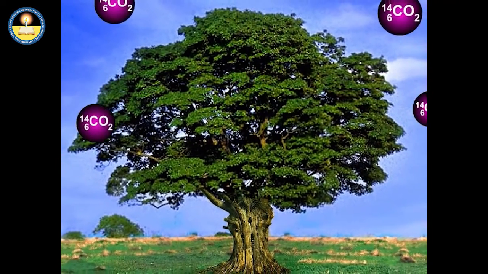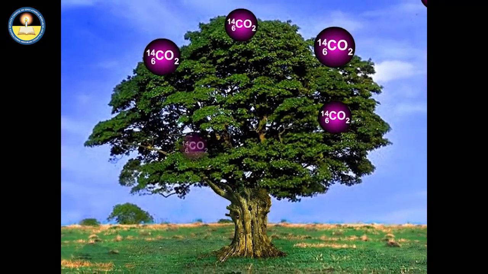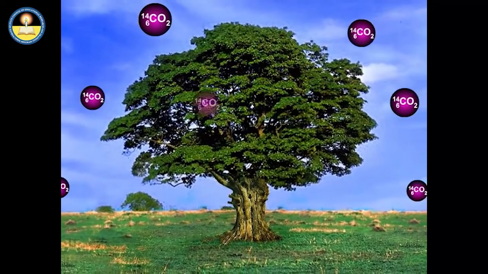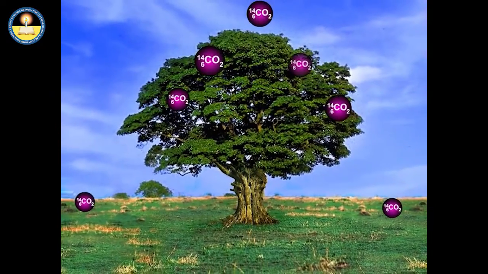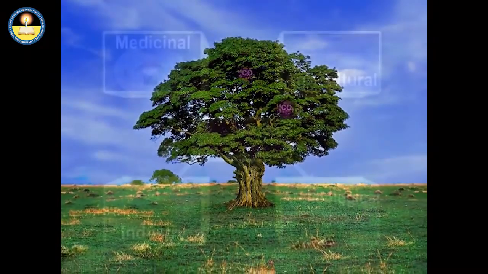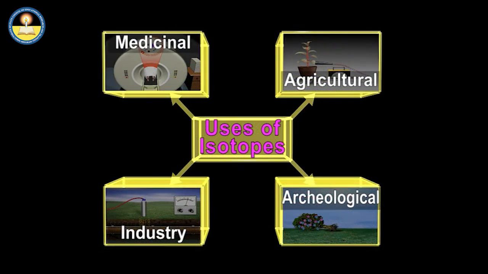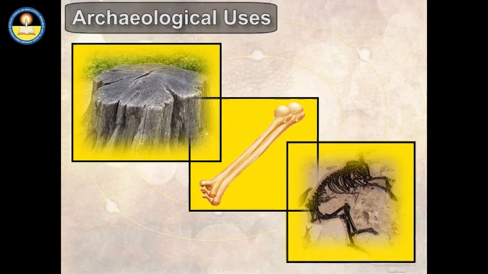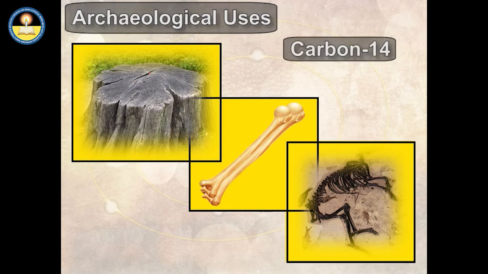Radioactive tracer studies using carbon-14 have helped in the understanding of photosynthesis and protein synthesis. We will now learn about the archaeological uses. Carbon-14 can be used to estimate the age of bone, wood or fossil by measuring the fraction of carbon-14 it contains.